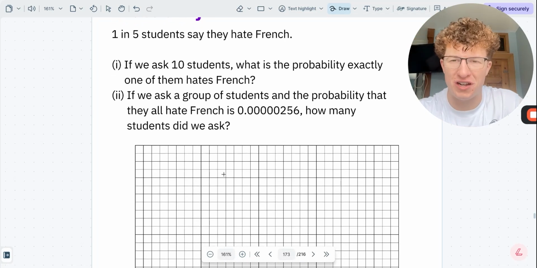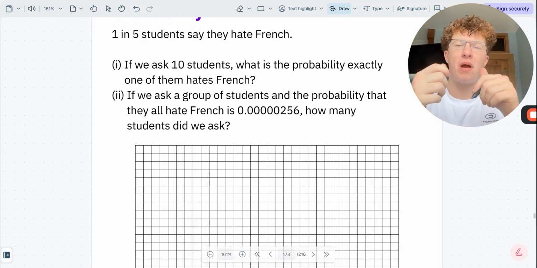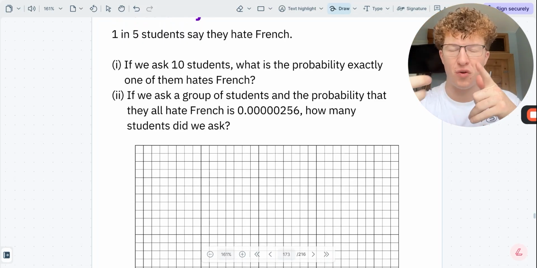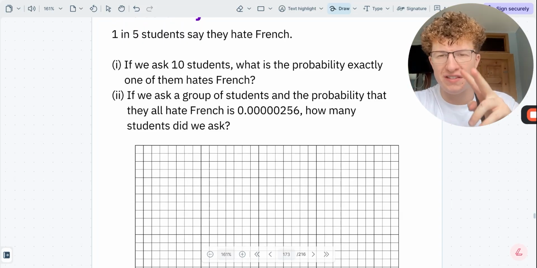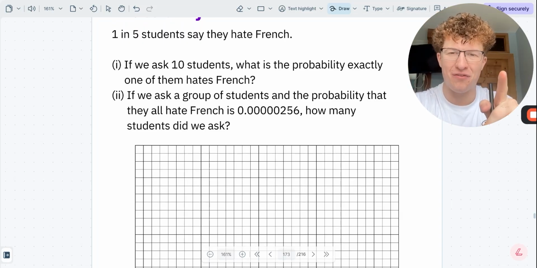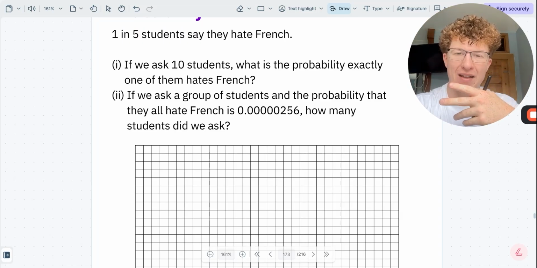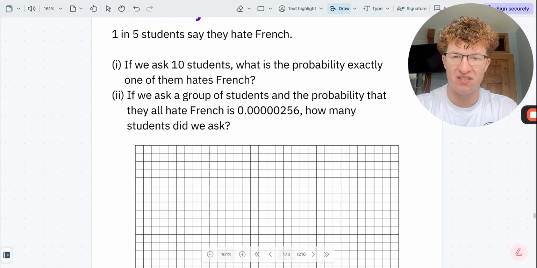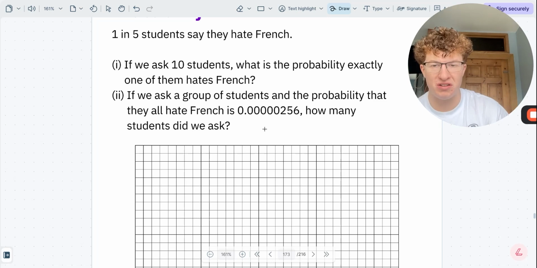This is Bernoulli's trials, because we have a probability that they hate French, so the probability that they don't hate French is just 4 over 5. Only 2 of these outcomes, either they hate French or they don't, and one person hating French doesn't impact the other person's opinion of French. So we can use Bernoulli's trials.